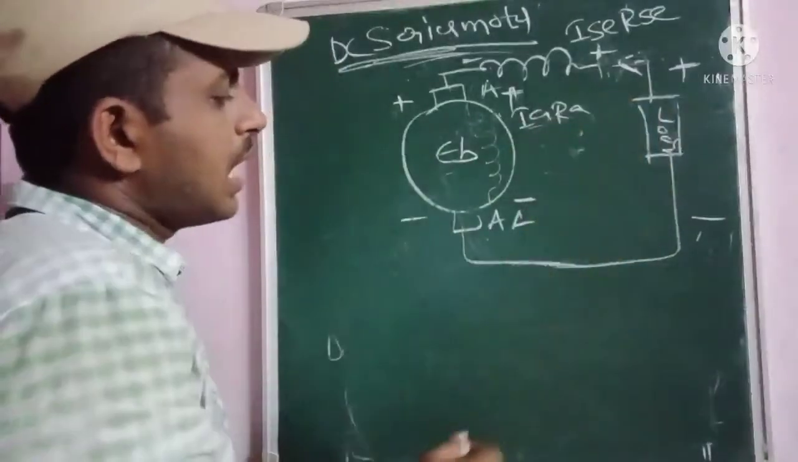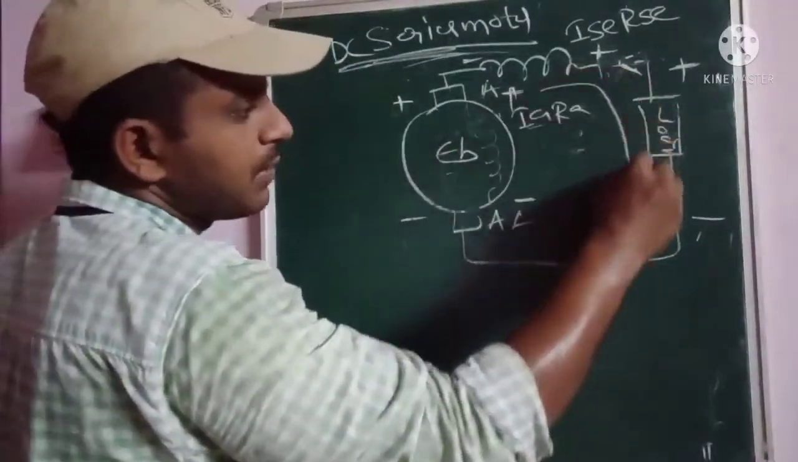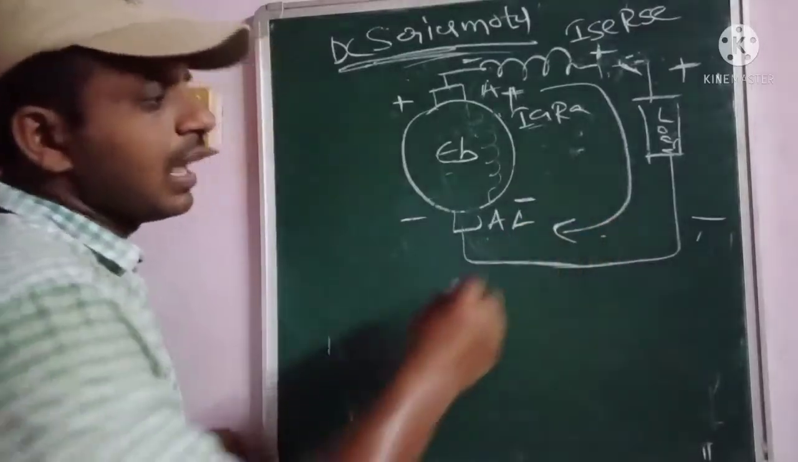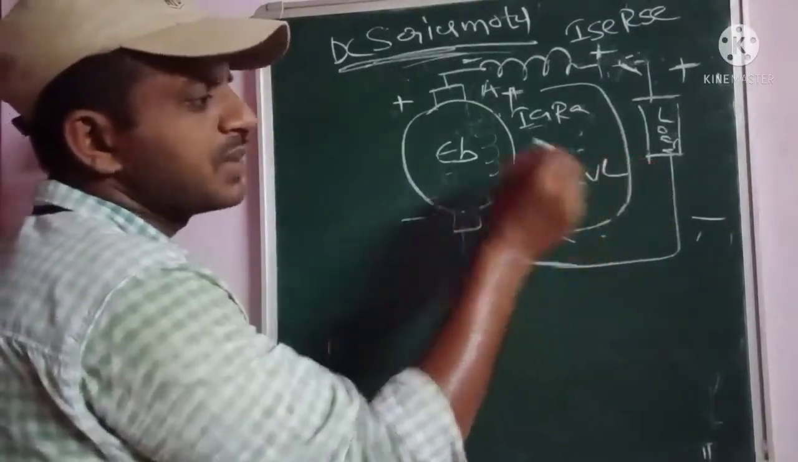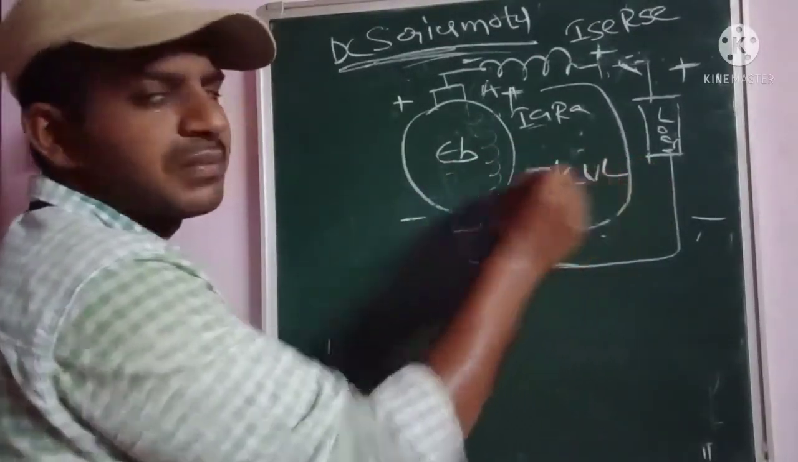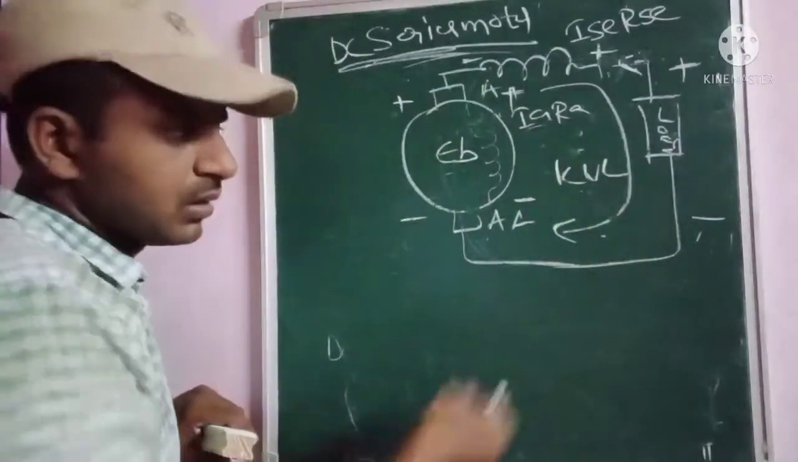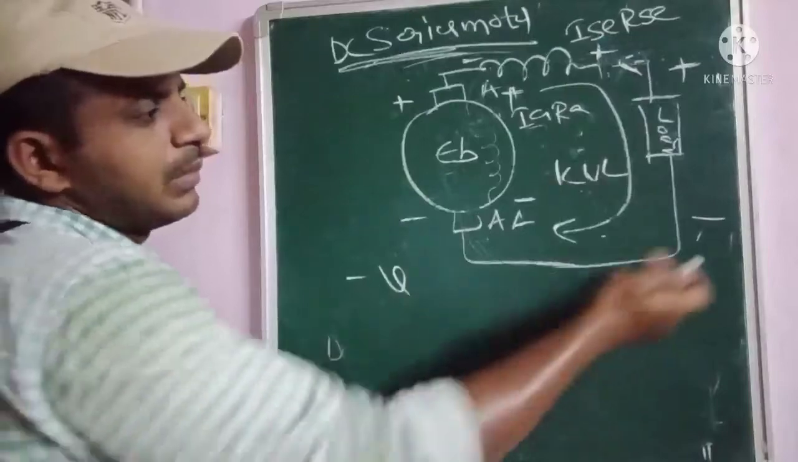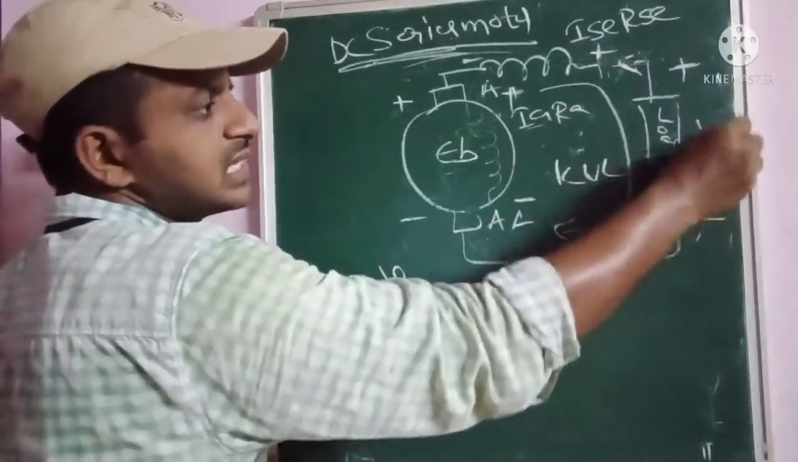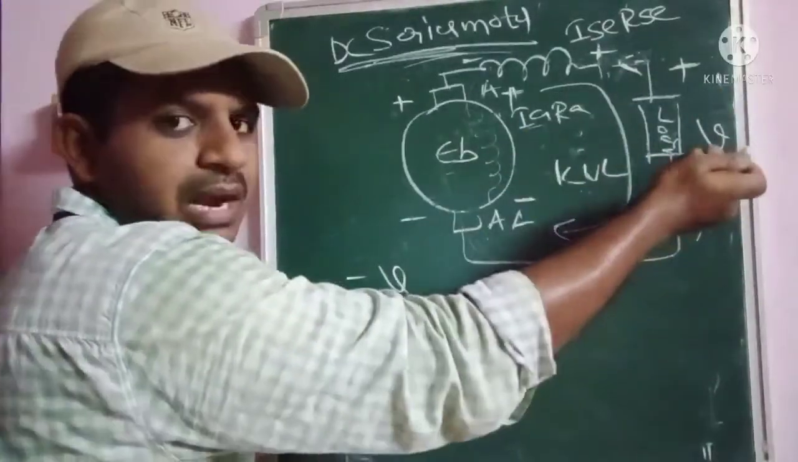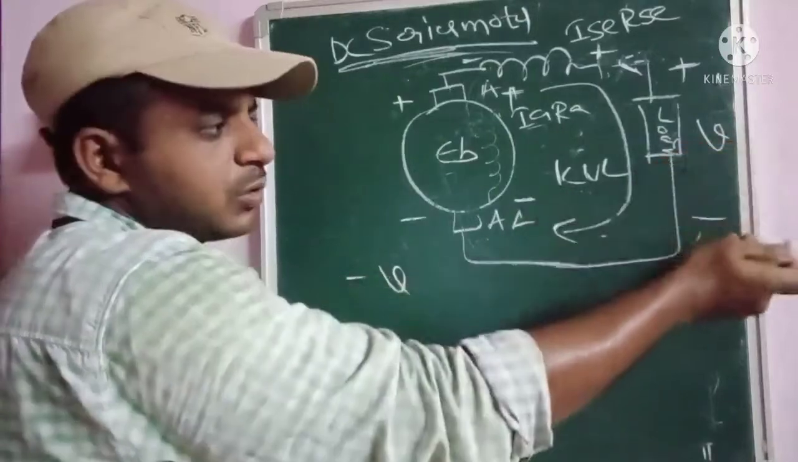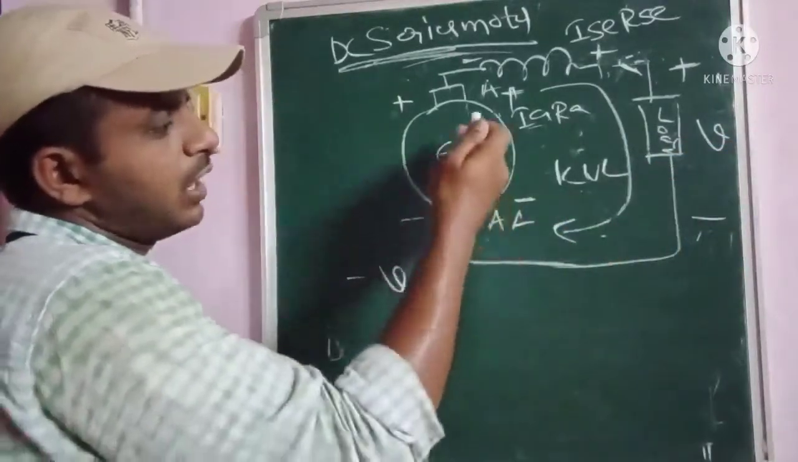Coming to applying KVL to the entire loop. KVL means Kirchhoff's voltage law. So if we apply KVL, what happens? First, minus V. This is the load, so the load voltage across the terminals is given as V.